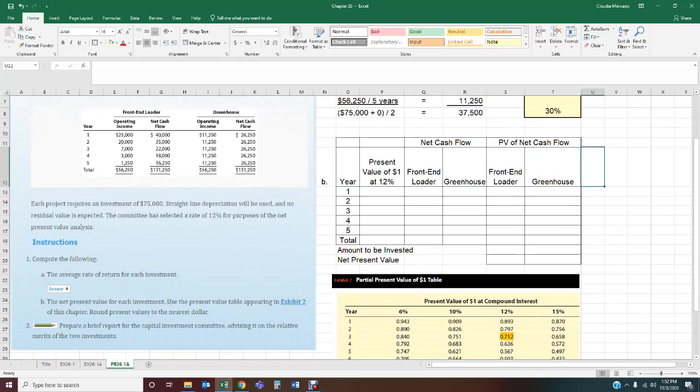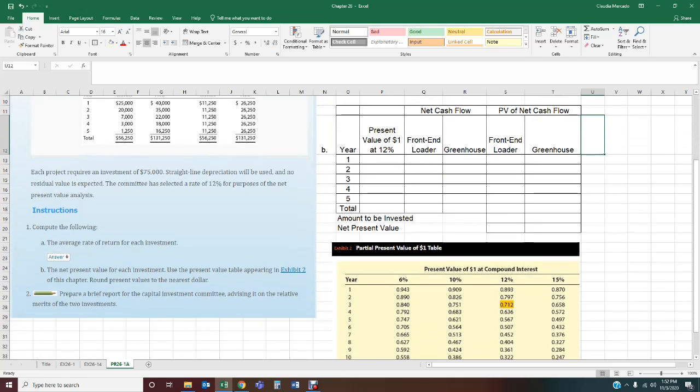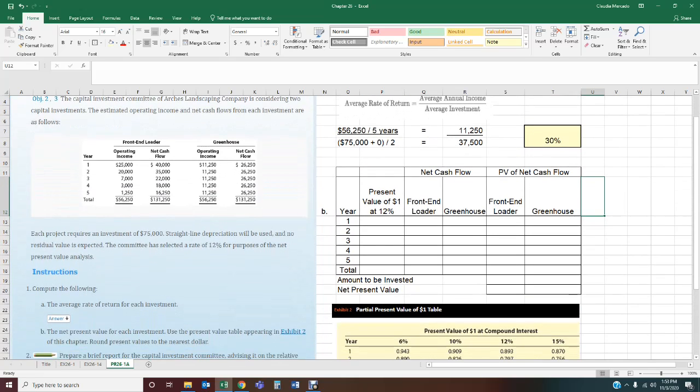The second requirement is the net present value for each investment. If they're asking us to use the present value appearing in Exhibit 2, which I've copied here into the screen, for this chapter, we're going to round the present values to the nearest dollar. Okay? So I've created a little table here. That way it's easier for us to understand. So I've set up the 5 years. Okay? We need to calculate our present value rate using the present value table provided. We're going to enter those here. But first I'm going to enter the information that I know.